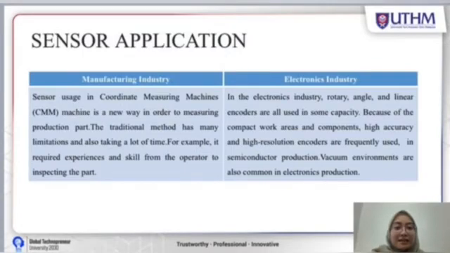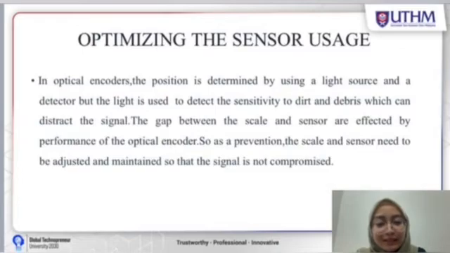So for the sensor application in the manufacturing industry, the sensor usage in CMM. For optimizing the sensor usage in an optical encoder, the position is determined by using a light source and a detector, but the light used makes it sensitive to dirt and debris, which can distort the signal. The gap between the scale and the sensor also affects the performance of the optical encoder. As a prevention, scales and sensors need to be adjusted and maintained so that the signal is not compromised.